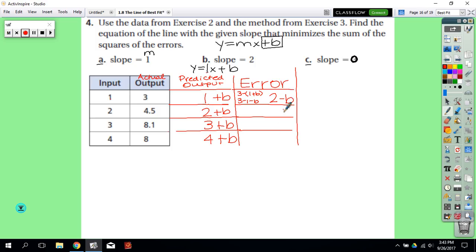So each one of these, because this is positive here, is going to have a minus b at the end. And we just have to take this number minus this number. So 4.5 minus 2 is 2.5. 8.1 minus 3 is 5.1. And 8 minus 4 is 4 minus b.